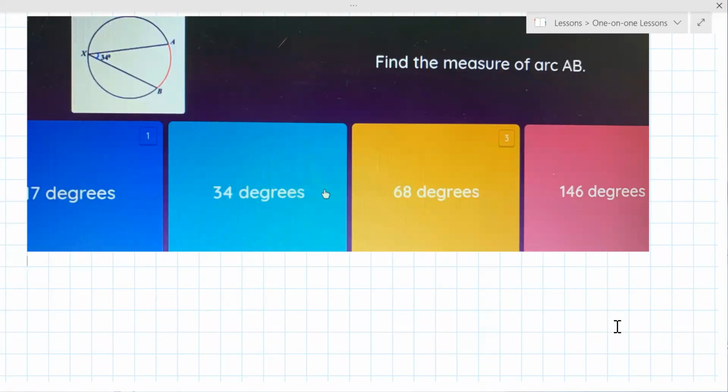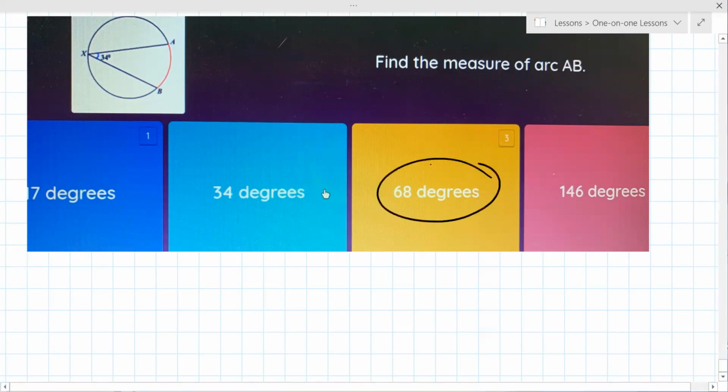I got 67. It should be double, right? 68. Oh, yeah. 34. 2 times 34 is 68 degrees.